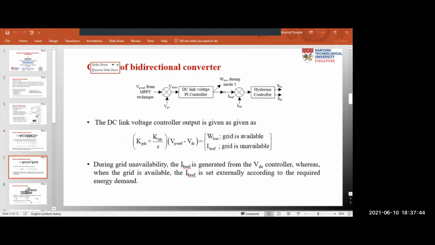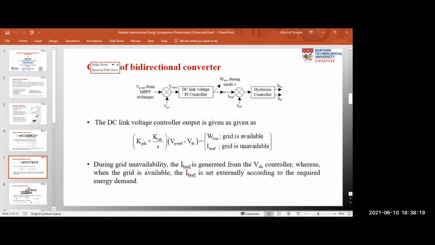Second is the control of the bidirectional converter. The bidirectional converter controls the battery current in the microgrid. In this system, the DC link can work in islanded mode as well as grid connected mode. So there are two modes of operation. When it is in grid connected mode, the DC link voltage is controlled from the grid side converter. However, when the grid is not available, the grid side converter will not be able to control the DC link voltage. In that case, the bidirectional converter will control the DC link voltage.